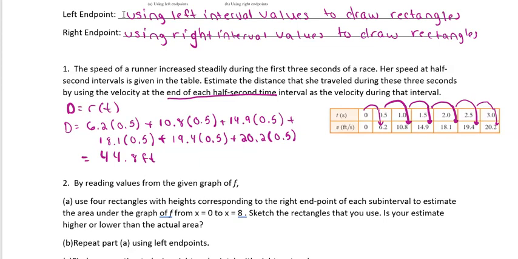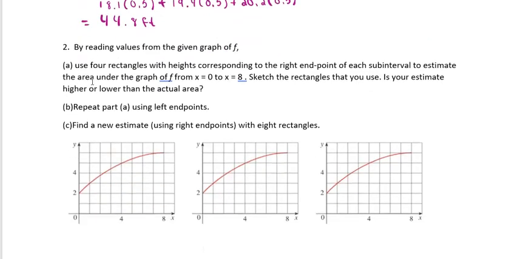Let's try another one. By reading values from the graph of f, use 4 rectangles with heights corresponding to the right endpoint of each subinterval to estimate the area under the graph from x equals 0 to x equals 8. Sketch the rectangles that you use. Is your estimate higher or lower than the actual area? We'll figure out B and C here in a moment.